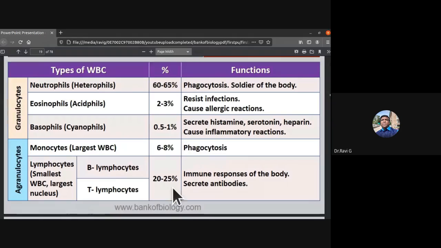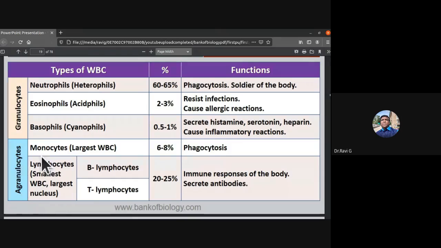After neutrophils, lymphocytes are the second largest component of WBC. Nearly 20 to 25% of total WBC is composed of lymphocytes. They are of two types, B lymphocytes and T lymphocytes. The function of lymphocytes is the immune response of the body, and they secrete antibodies. They are responsible for the immunity of the body. Let us remember these functions, their percentage and distribution of WBCs.